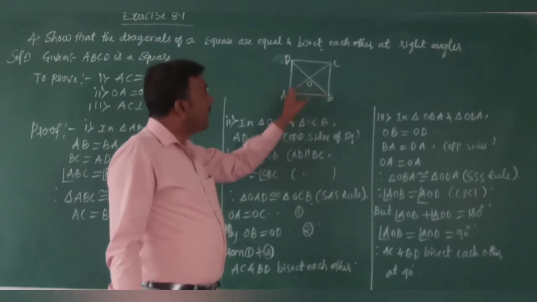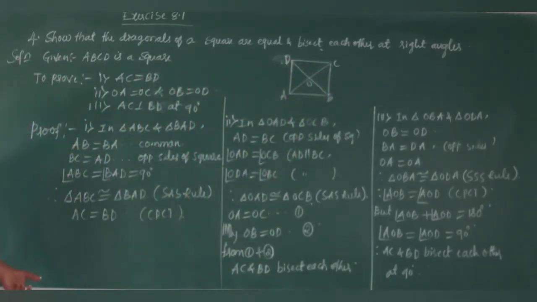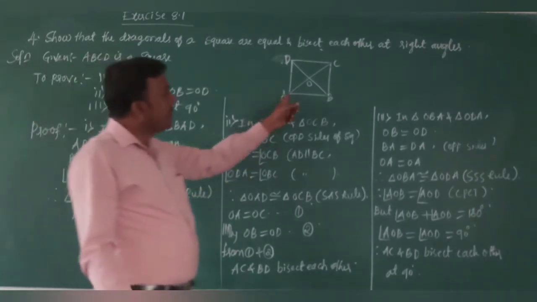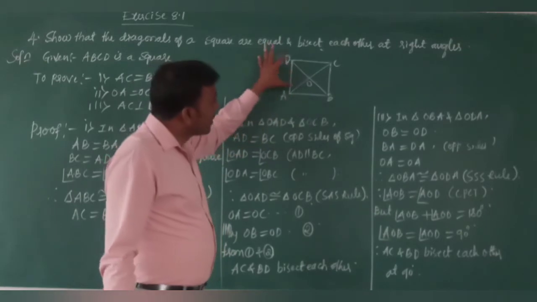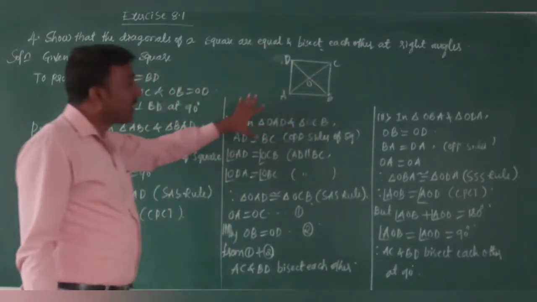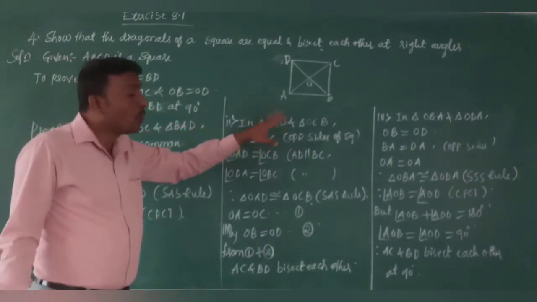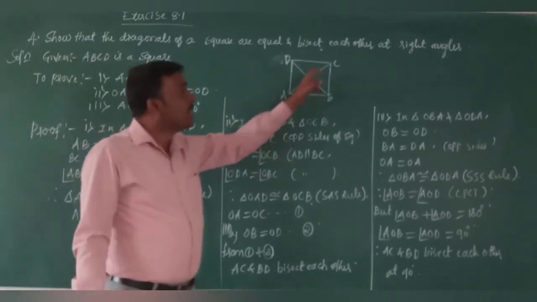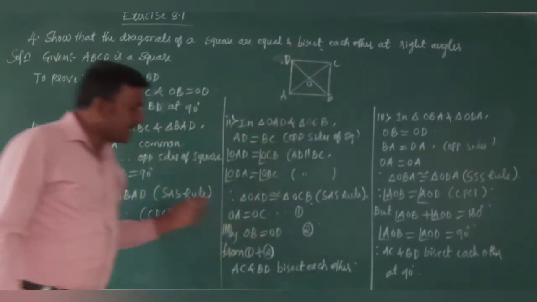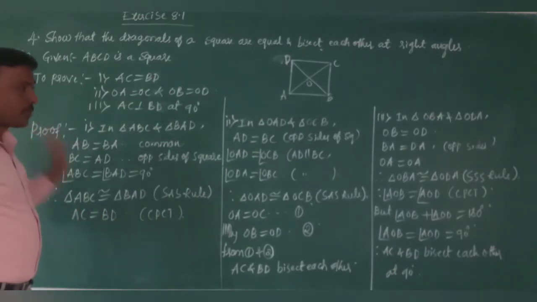ABC and BAD, these two triangles are congruent to each other by the SAS congruence rule. If these two are congruent to each other, AC is equal to BD. See, AC is equal to BD because AC and BD appear in these two triangles. So, to prove AC is equal to BD, we take these triangles ABC and BAD. Those two are congruent to each other, so AC and BD are corresponding sides and will be equal. By simplicity, AC is equal to BD. This is the first proof.